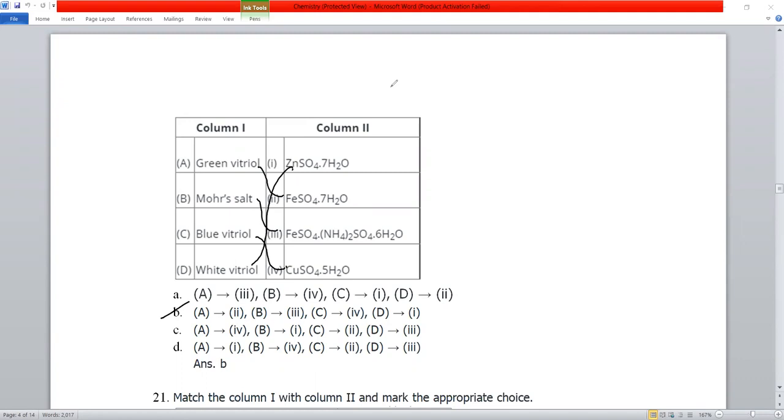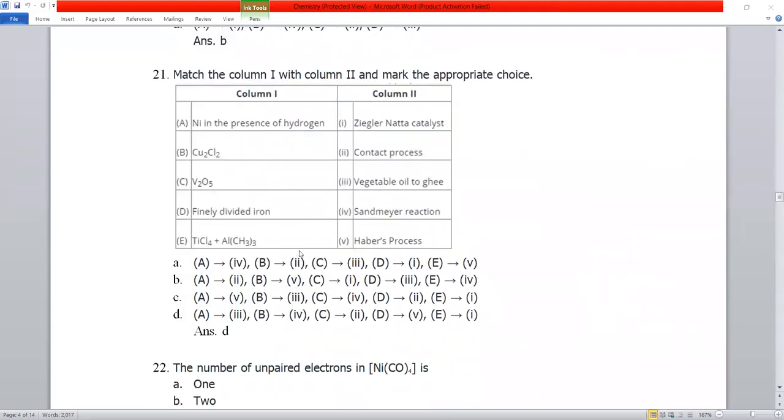You will get that in the d-block chapter. Question number 21, column 1 they have given, column 2. In column 1, nickel in presence of hydrogen is used for vegetable oil ghee preparation. Cu2Cl2 is used in the Sandmeyer reaction, a copper +1 salt. V2O5 is used in the contact process for H2SO4 preparation. Finely divided iron is used in Haber's process. And titanium tetrachloride plus trimethyl aluminum is the Ziegler-Natta catalyst. Which case is exactly matched? So option D is the exactly matched one.